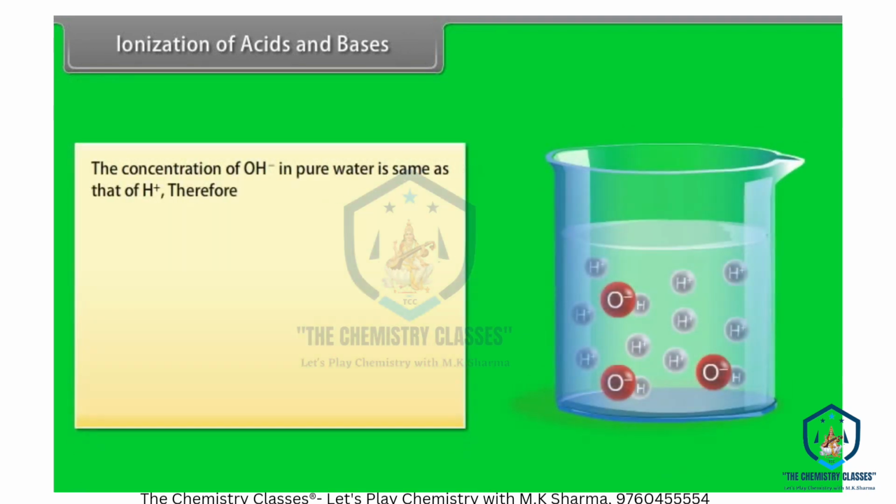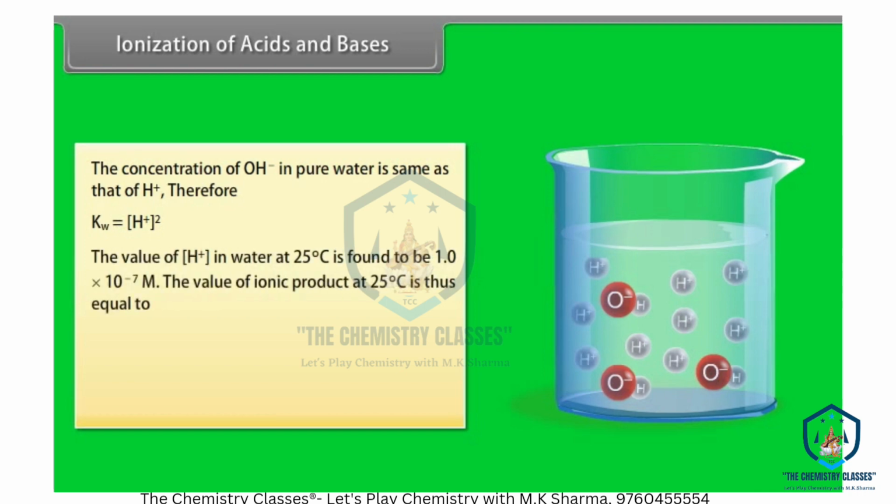The concentration of OH- in pure water is the same as that of H+. Therefore, Kw is equal to [H+] squared. The value of [H+] in water at 25 degrees Celsius is found to be 1.0 times 10 raised to the power minus 7 M. The value of the ionic product at 25 degrees Celsius is thus equal to 10 raised to the power minus 14 M squared.